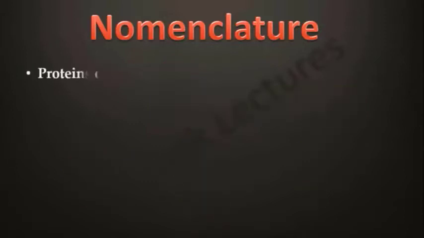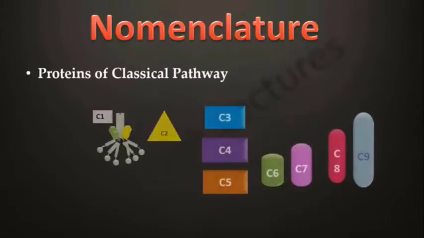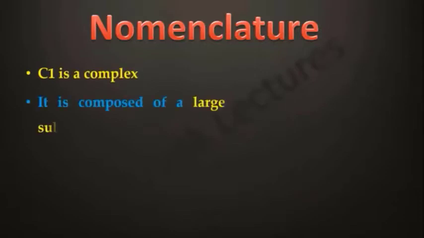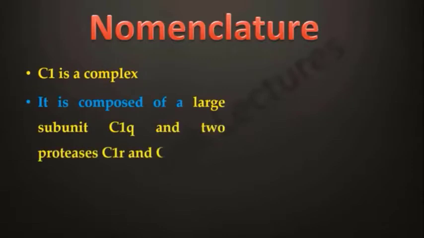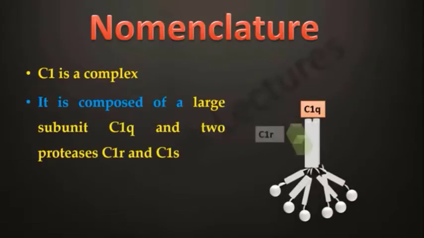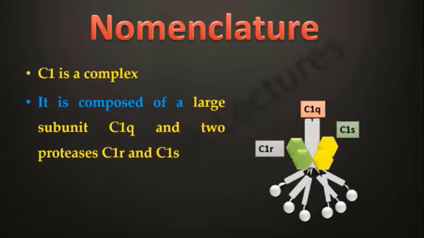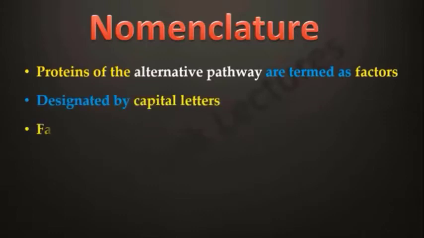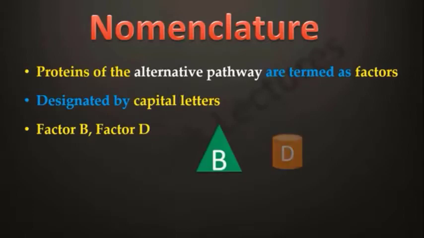We said that in the classical pathway there are 9 proteins, C1 to C9. Now here again there is one exception, that is C1, because C1 is not a single protein, it is a complex. It is a complex of 3 proteins, namely C1q, C1r and C1s. Proteins of the alternative pathway are termed factors, and they are designated by capital letters, for example, factor B and factor D.